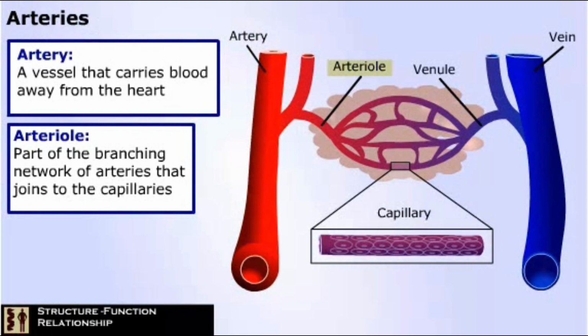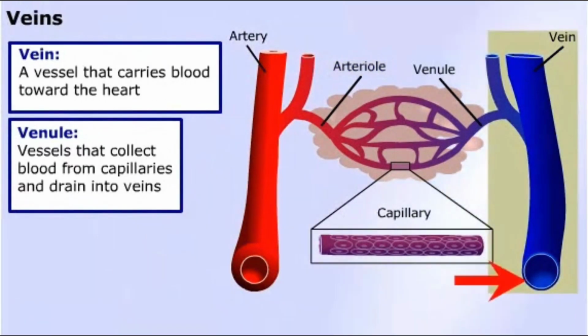Arteries branch into smaller arteries called arterioles. Veins are thin-walled, have few muscle fibers, and unlike arteries, they collapse when empty. Veins also have a series of valves that prevent blood from moving in the wrong direction because blood pressure in veins is low. Capillaries join to small vessels called venules that drain into veins.